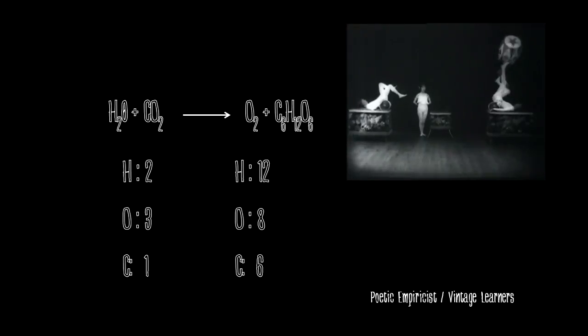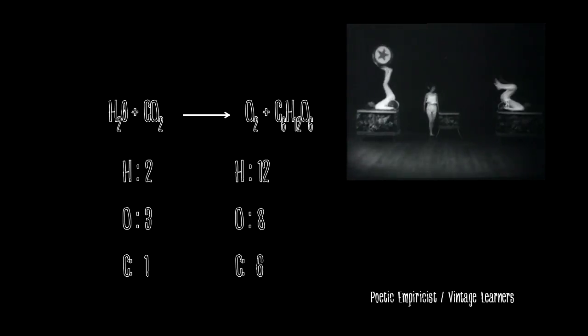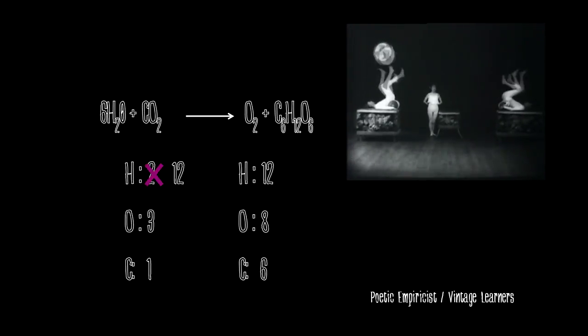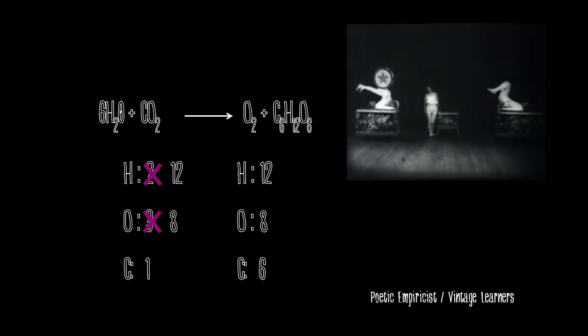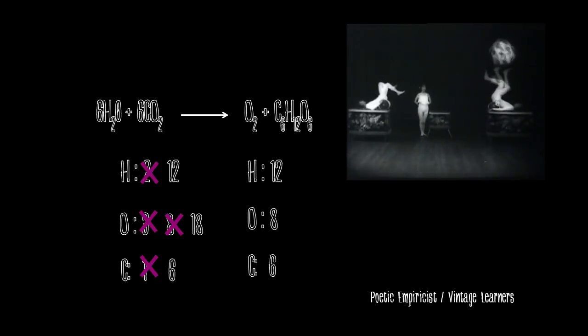Let's just start by changing the hydrogen on the left. It needs to be 12. By placing a 6 in front of the water, we can accomplish that. Don't forget that also affects our oxygen count on the reactant side. Are we done? No, carbon is still off. If we just place a 6 in front of the carbon dioxide, we can correct that.